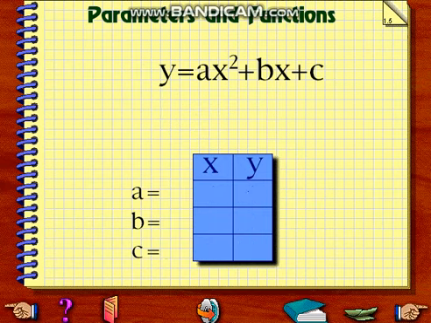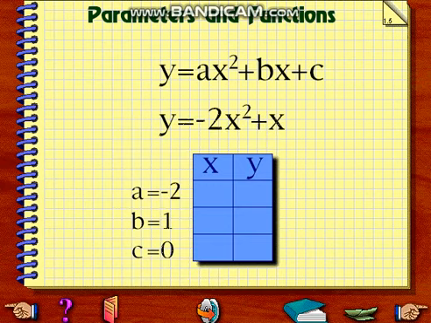Just for good measure, let's try another example. This time the values for a, b, and c will be -2, 1, and 0. Another function will result in y equals -2x squared plus x.